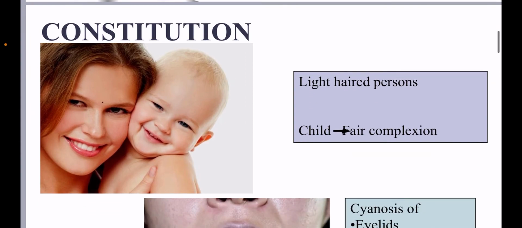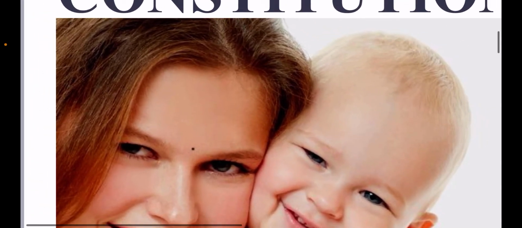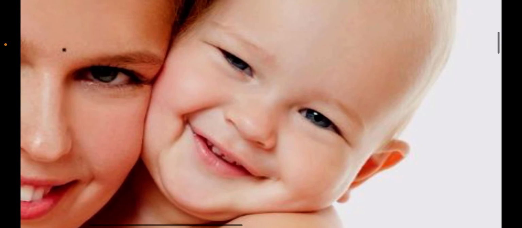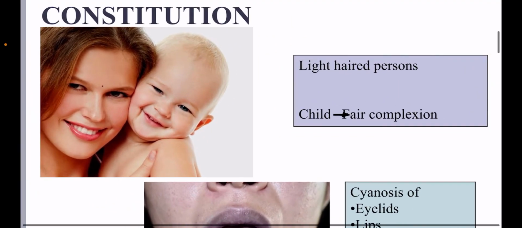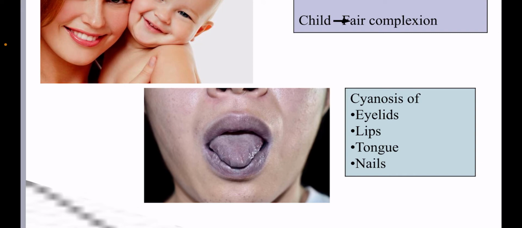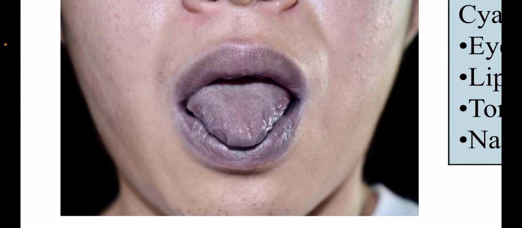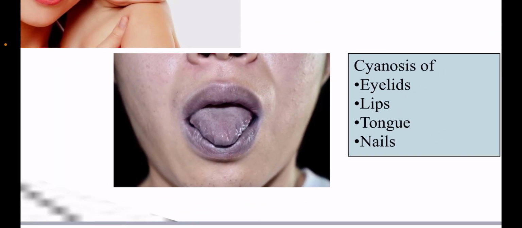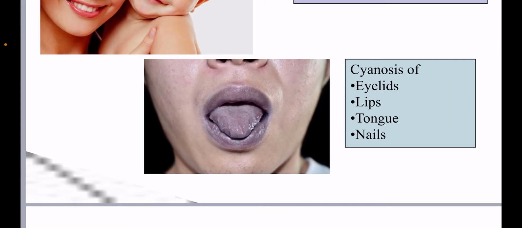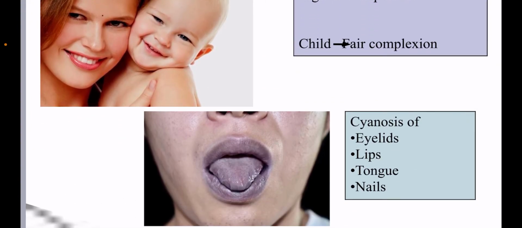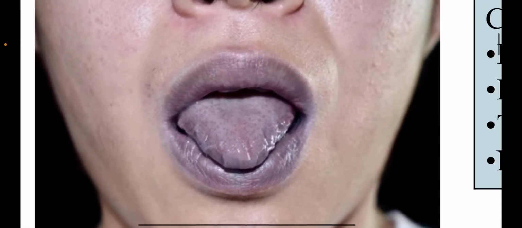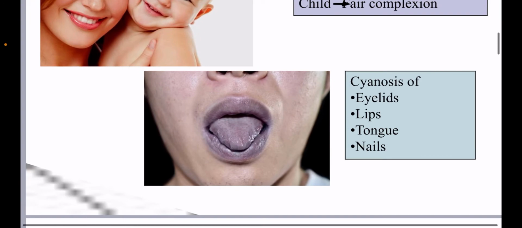Now let us look at the constitution, the physical makeup of the Digitalis purpurea patient. They are light-haired persons. The child is of fair complexion. You can look at the hair here. It is light hair, and the children are of very fair complexion. There is cyanosis, that is the purplish bluish discoloration of the lips and tongue. Along with it, the eyelids and the nails also will have cyanosis. Digitalis purpurea, purple, so you can correlate it. Purple colored lips and tongue, cyanosis.